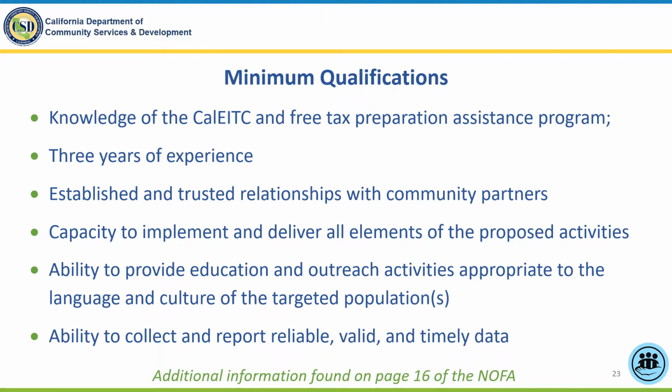Applicants must have established and trusted relationships with community partners serving low-income populations, preferably with partners who have extensive EITC and free tax preparation assistance experience. Applicants must have the capacity to implement and deliver all elements of the proposed activities as described in the narrative response to this application. Applicants must have the ability to provide education and outreach activities appropriate to the language and culture of the targeted populations.